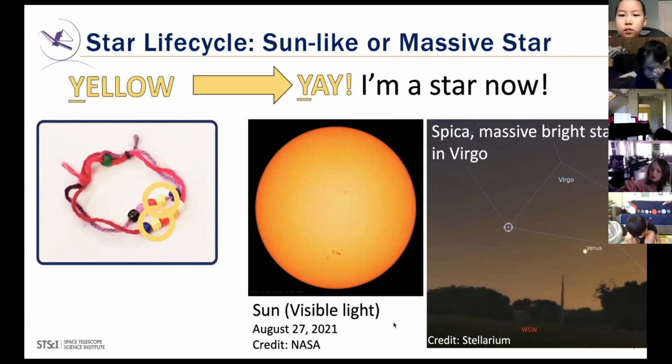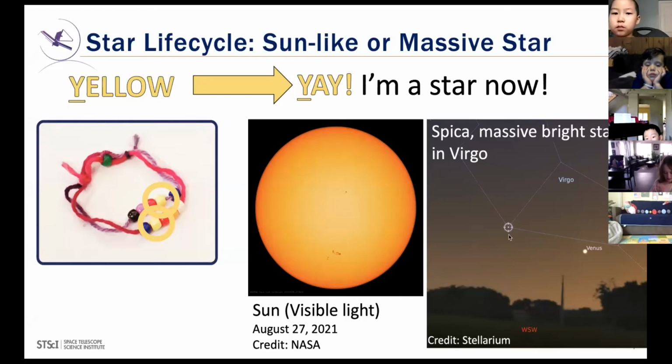Now, we're doing 2 cycles. So we have the massive star that's different than the sun. An example here is Spica. It's a massive bright star in the constellation of Virgo. So if you're in the Northern Hemisphere and you go out tonight around 8-ish o'clock, you'll see a very bright object in the west-southwest. Now that's Venus. But nearby in this region where you see this circle, that is Spica.